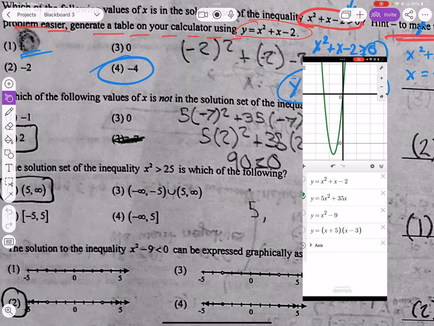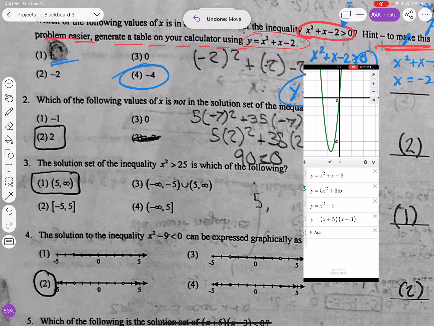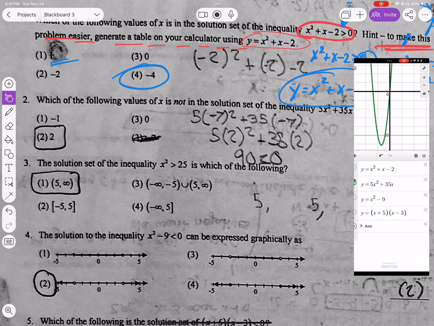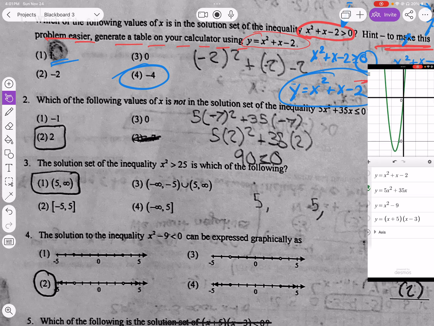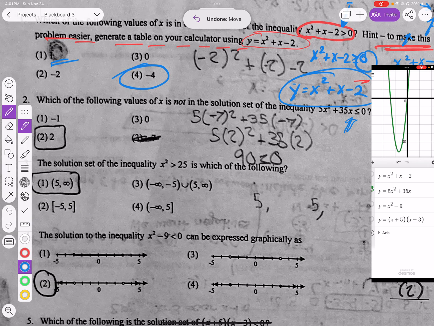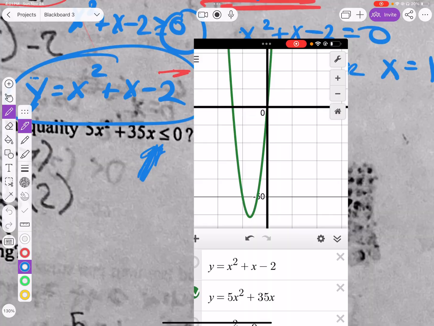Let's see what they want us to figure out for the second problem here. Number 2, they want to know when is this 5x squared plus 35x, when is it less than or equal to 0? So we're doing less than or equal to right there. So I'm looking for, again, those zeros. I want to identify those right away.